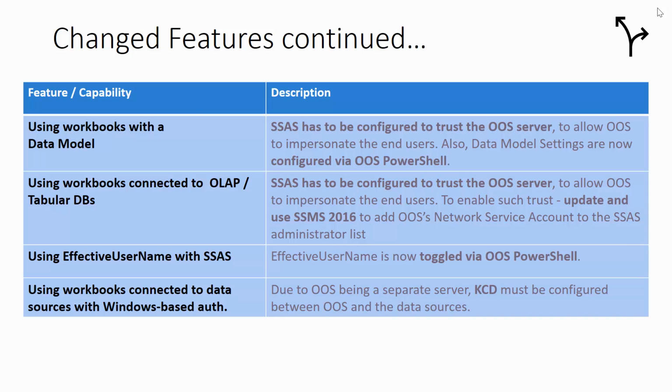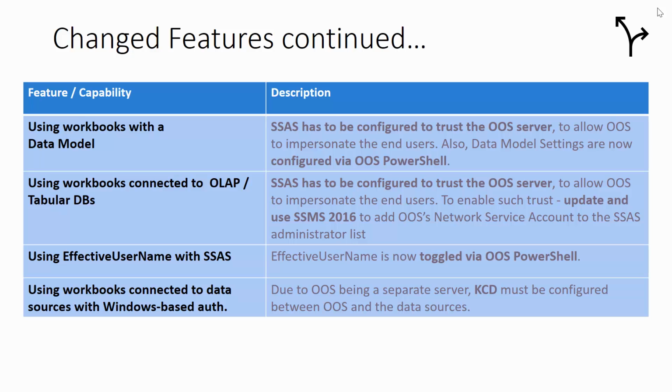And the last slide on the changed features. Basically, external data access requirements have changed a little bit. SSAS has to be configured to trust the Office Online Server. SSAS was not aware up until now about such a server. So we need to be able to configure SSAS to trust this server.